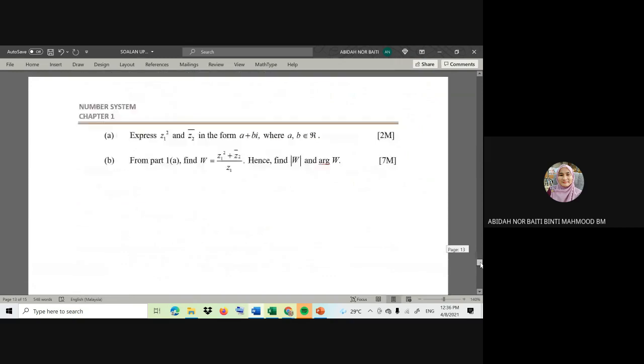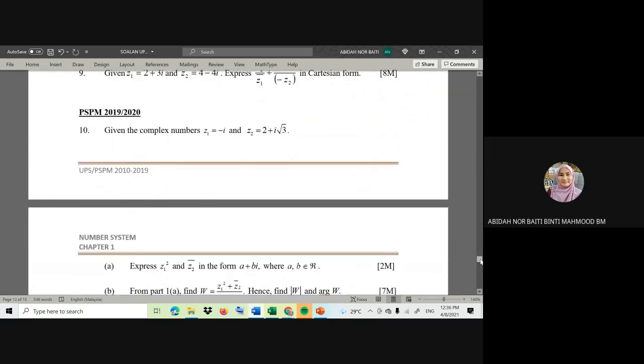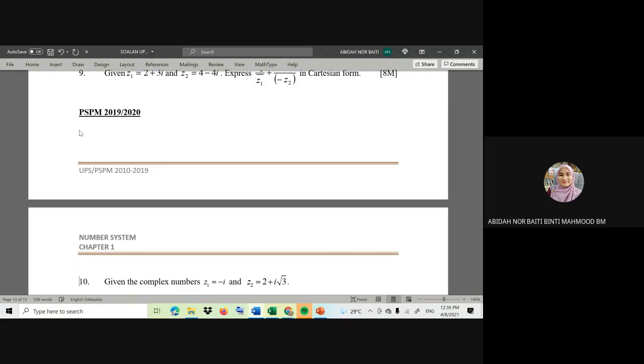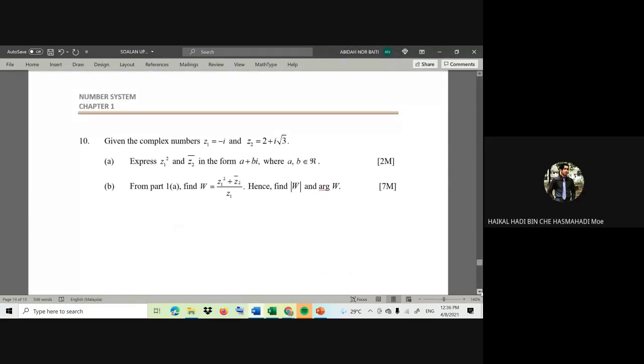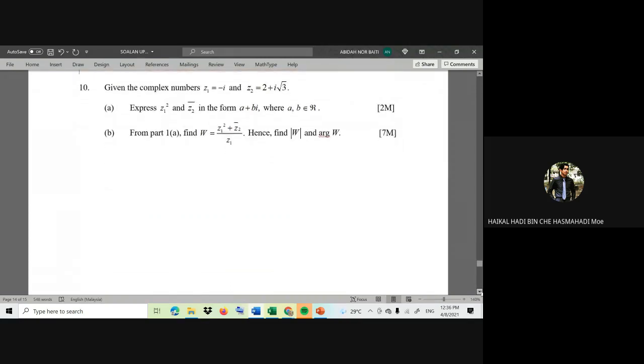Saya nak buat number 10. Boleh kita buat number 10. 10 dah last eh. Number 10 dah buat tak number 10? Number 10, any problem with number 10? Number 10 dah, madam.